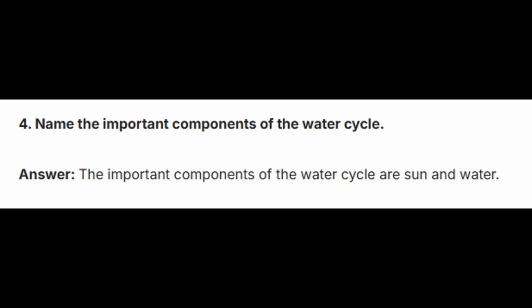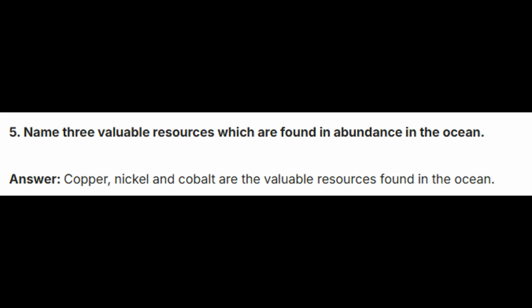Fourth, name the important components of the water cycle. Answer. The important components of the water cycle are sun and water. Fifth, name three valuable resources which are found in abundance in the ocean. Answer. Copper, nickel, and cobalt are the valuable resources found in the ocean.